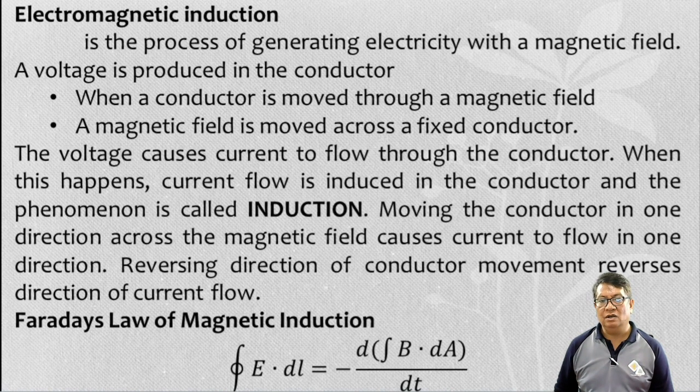Okay, so para this law of magnetic induction, we have this formula here. So the closed integral of the magnetic field times the length of the conductor that will cut the flux is equal to the negative of the magnetic field density per unit area, divided by the rate of time. So that is your magnetic induction.